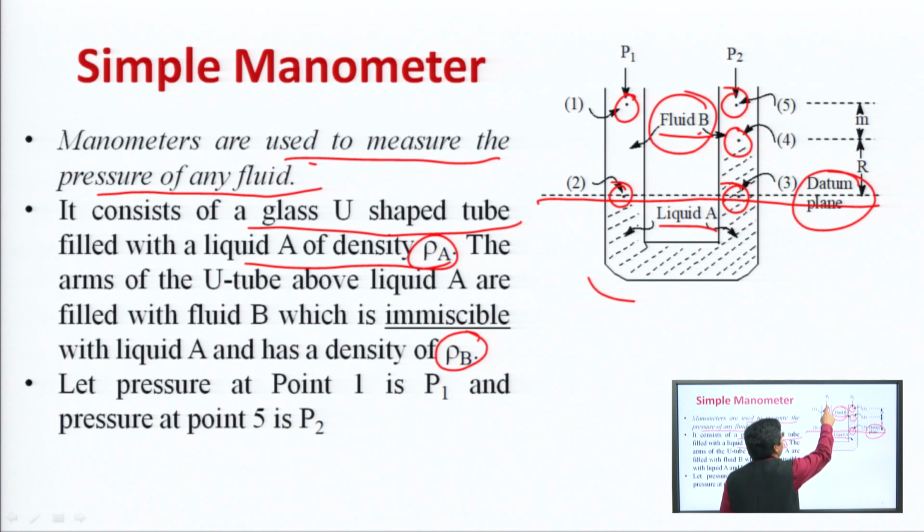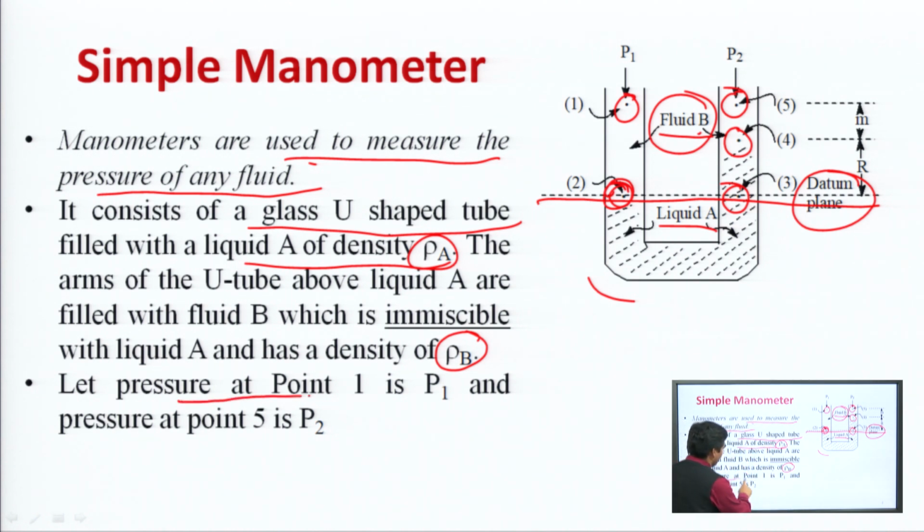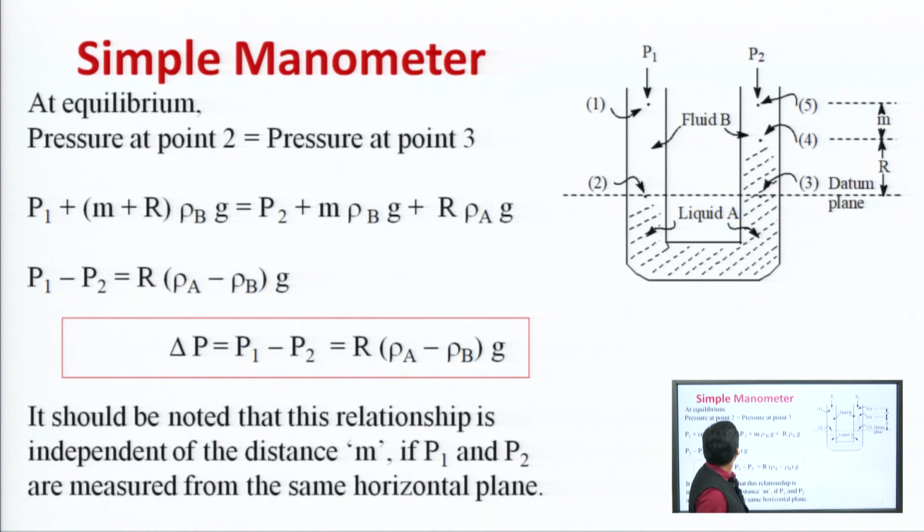Let us consider point number 1 as pressure P1 and point number 5 as pressure P2. Now, point number 2: let the pressure at point number 1 be P1 and the pressure at point number 5 be P2. Now, how does it work? We have to determine the pressure acting at point number 2 and the pressure acting at point number 3.